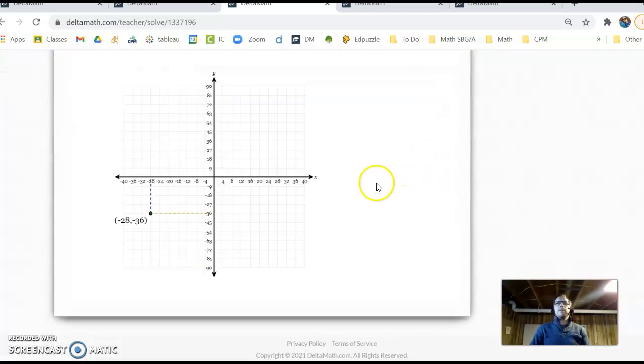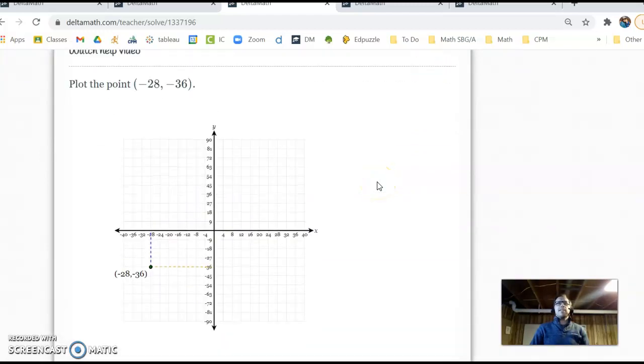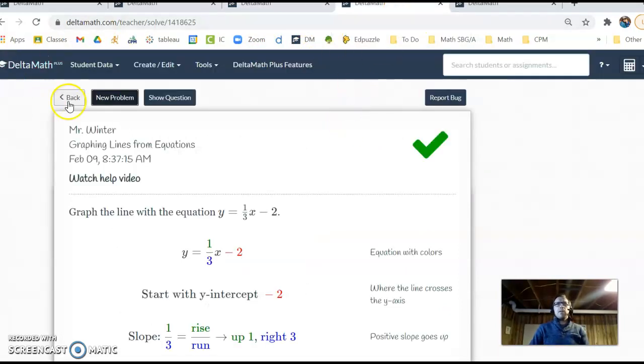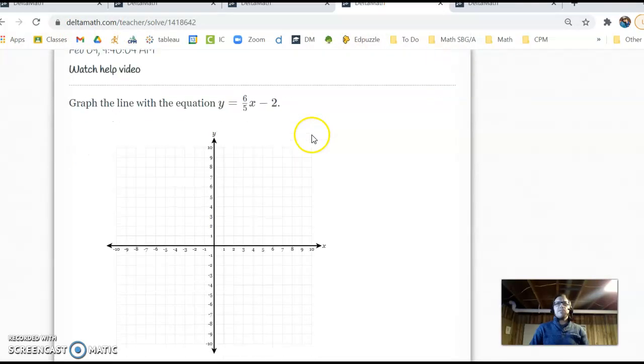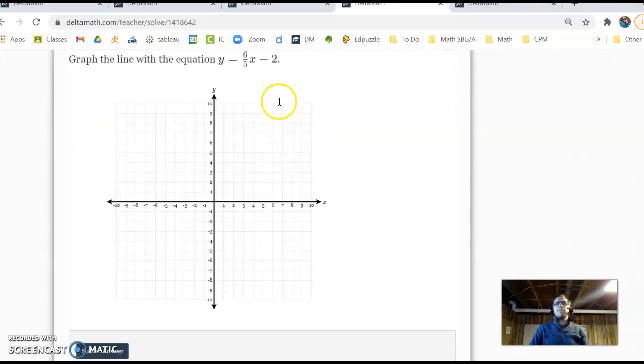All right. Again, questions on this topic, come join us in office hours. We'll make sure you get it by the end of office hours. All right, and so now here's these last two sections. Graph the line with the equation y equals 6/5 x minus 2.